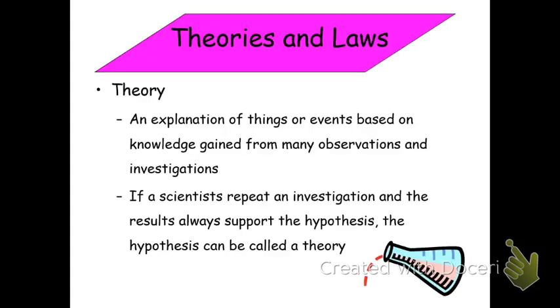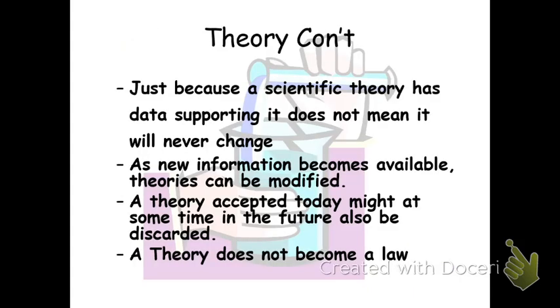If we get the same explanation over and over, we call that a theory. So a theory is an explanation of things or events based on knowledge gained from many observations and investigations. Basically, if our hypothesis is supported over and over and over, that's called a theory. And just because we have this theory doesn't mean it will never change. If new information becomes available, it will be modified. Theories that we have right now may change in the future.